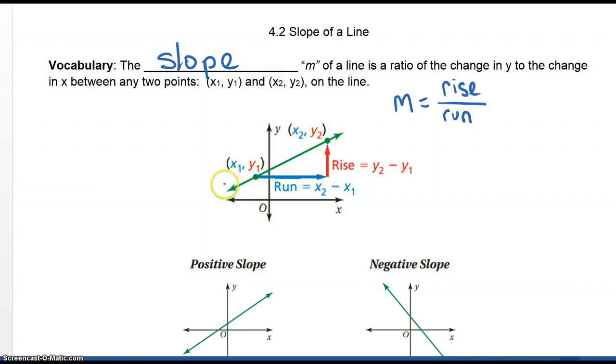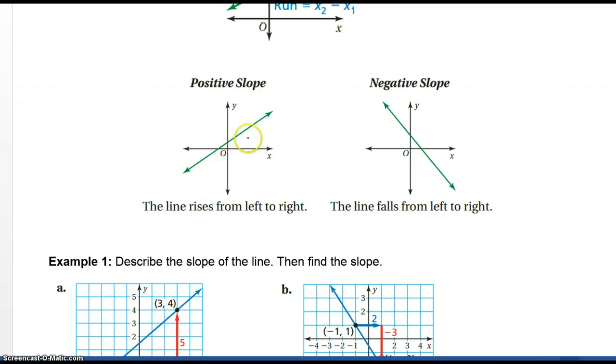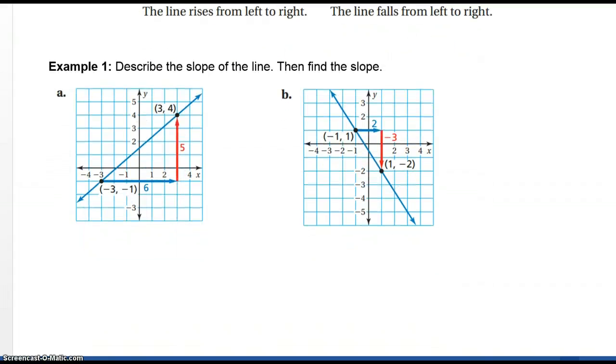So you can see this green line, and if we look at the difference in the y value, the up and down, we're comparing that to the difference in the left and right, or the x value. We'll notice here, this line has a positive slope. It is rising from left to right, where this one has a negative slope. It is falling from the left to the right. So describe the slope. What they want you to do here is say it rises from left to right, sorry for my sloppiness, and then find the slope.